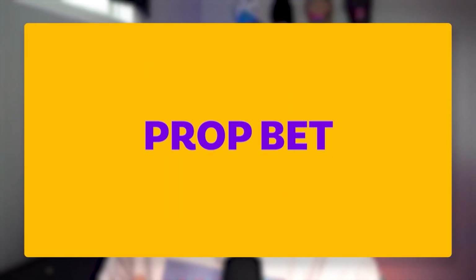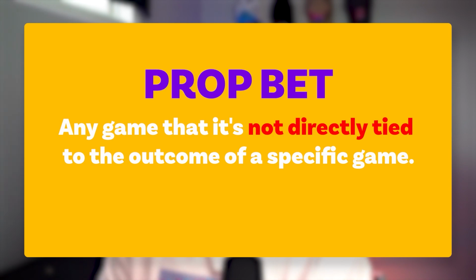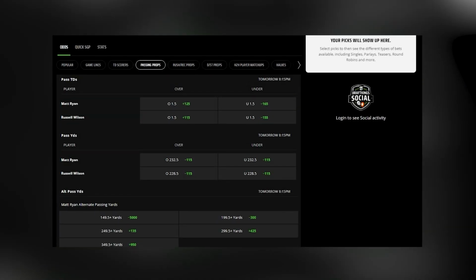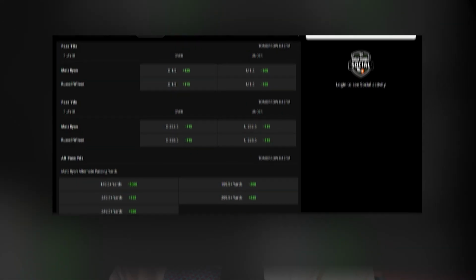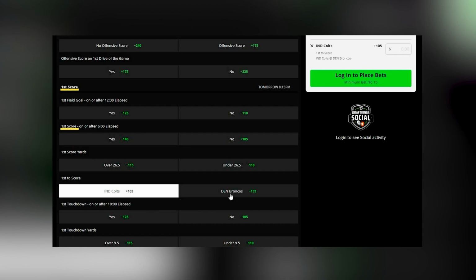What's a prop bet? Prop bets are something that I really enjoy. It's any bet that is not directly tied to the outcome of a specific game. For example, you can bet on how many passing touchdowns a quarterback's going to get. You can bet on the first team to score. Anything that is not directly resulting in a win or a loss or the game's total is a prop bet.